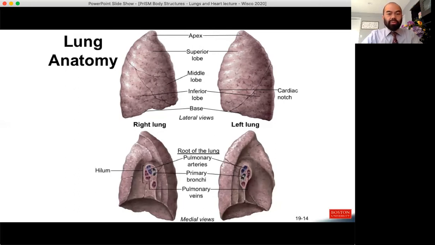But one way to really verify that that's the case is to look at the thickness of the wall. The bronchus is going to have a very thick cartilaginous wall. The artery is going to have a thick muscular wall, but relatively less thick than the bronchus. And the pulmonary veins are going to have a thin muscular wall. So from thick to thin: bronchus, artery, vein.